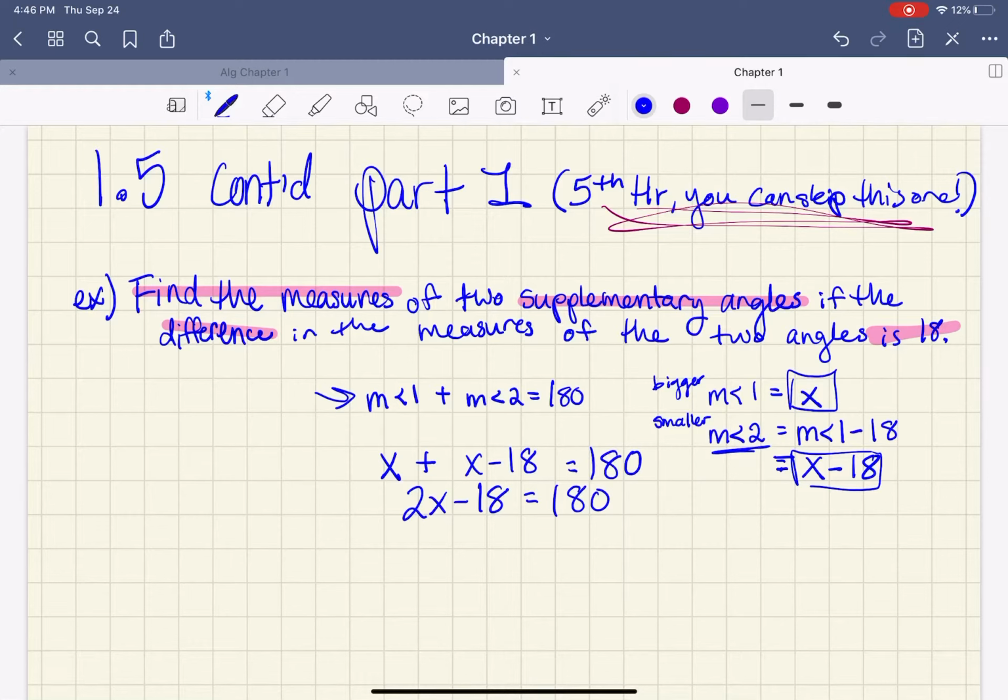All right. Well, I need to add 18 to both sides to solve this. 2x equals 198. I divide by 2, and I'm going to get x equals 99. So that means that the measure of angle 1 is 99.